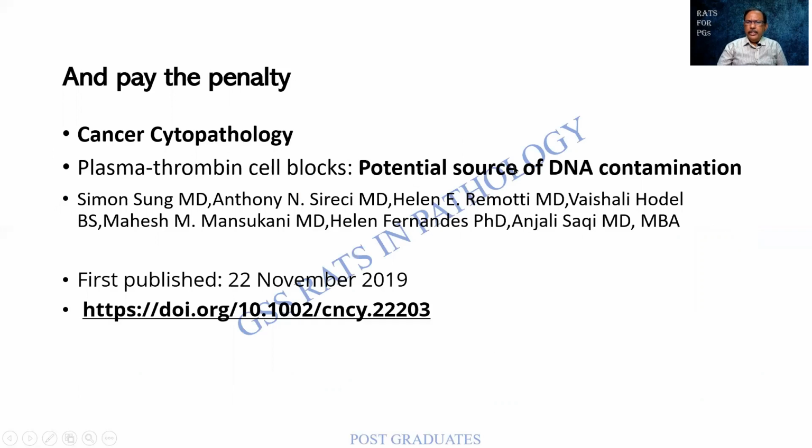It can be a potential source of DNA contamination. So when we do it like this, using the plasma and thrombin, the DNA can actually be contaminated. So when we do subsequent studies, it might not be understood. Therefore, we will have to pay the penalty for it. But anyway, it is a novel idea, have it in mind.